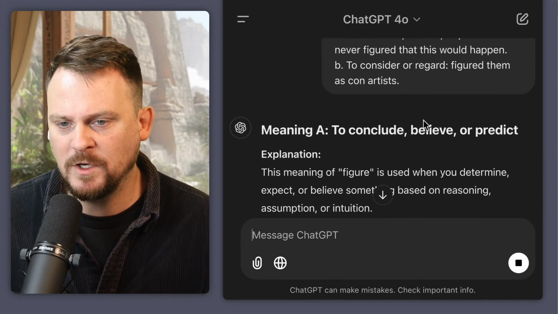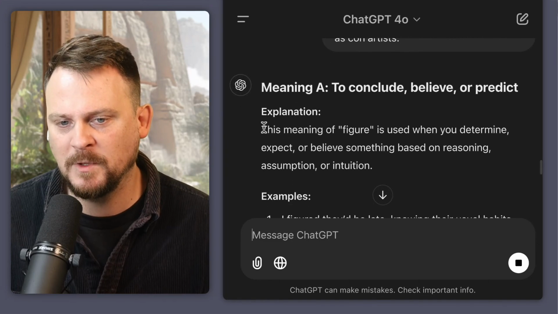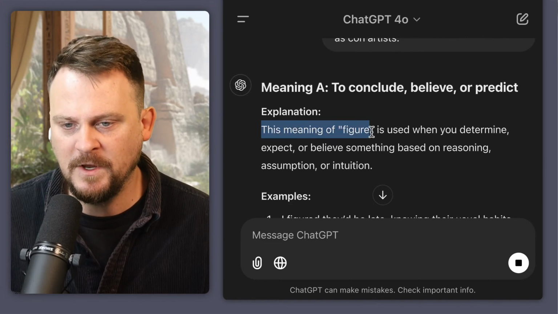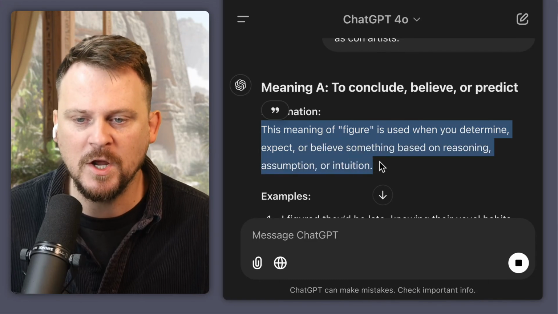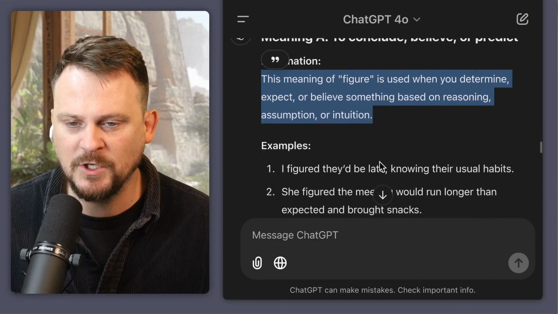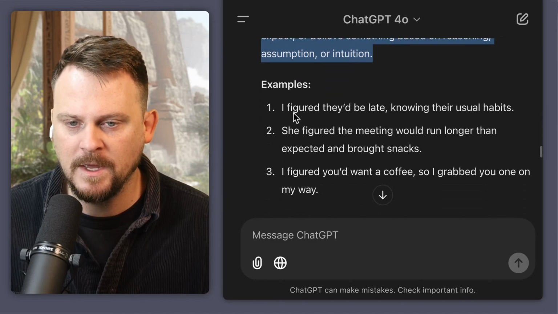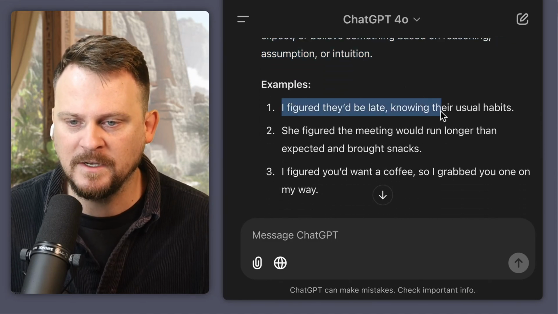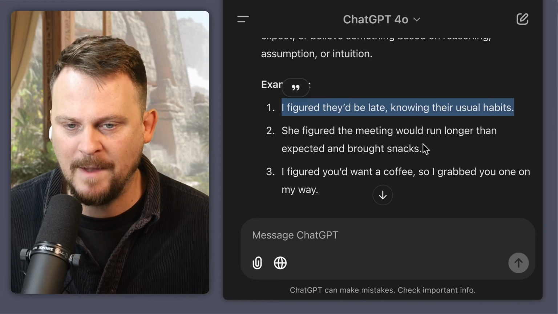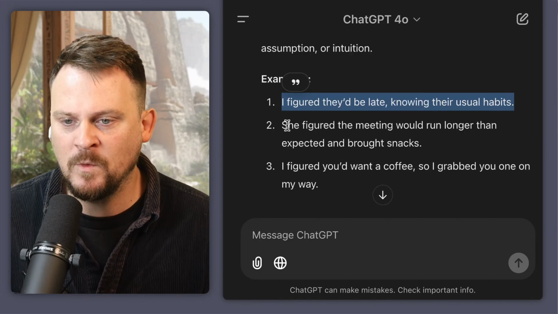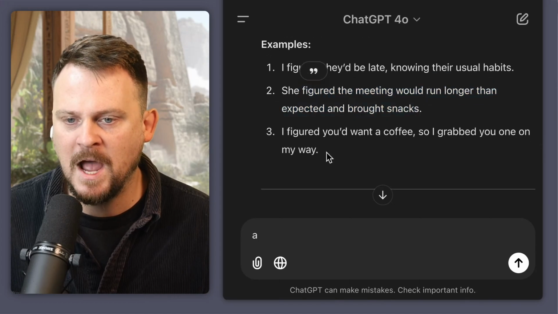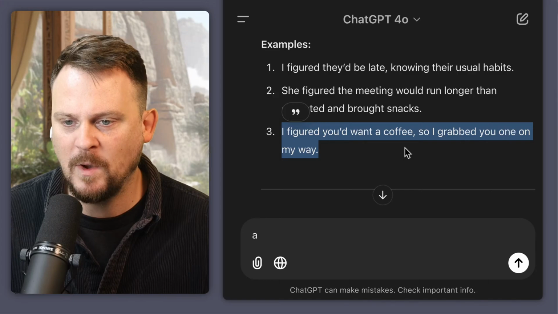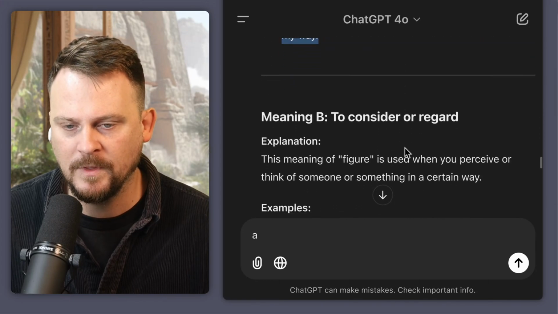So meaning A, to conclude, believe, or predict. Explanation. This meaning of figure is used when you determine, expect, or believe something based on reasoning, assumption, or intuition. Okay? I figured they'd be late, knowing their usual habits. She figured the meeting would run longer than expected and brought snacks. I figured you'd want a coffee, so I grabbed you one on my way.